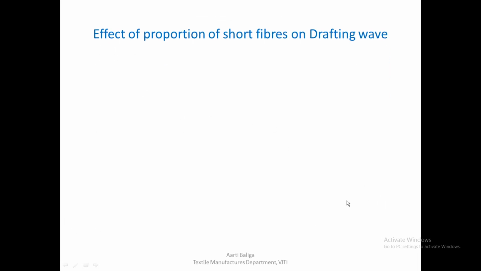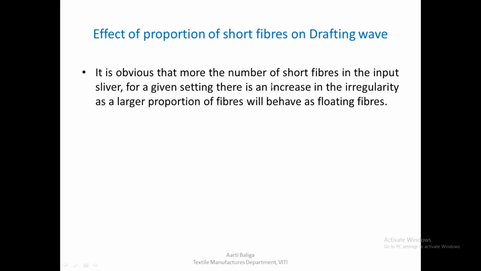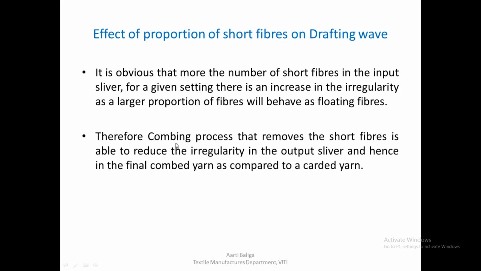So what is the effect of a proportion of short fibers on a drafting wave? It is quite obvious that the more short fibers there are, the more the defect would intensify. The more short fibers in the input sliver for a given setting, the greater the irregularity, as a large proportion of fibers would then start to behave as if they are short fibers or floating fibers. Therefore, the process of combing, where we remove short fibers, tends to reduce the irregularity in the output sliver, and hence the combed yarn would be more even or regular as compared to a carded yarn.